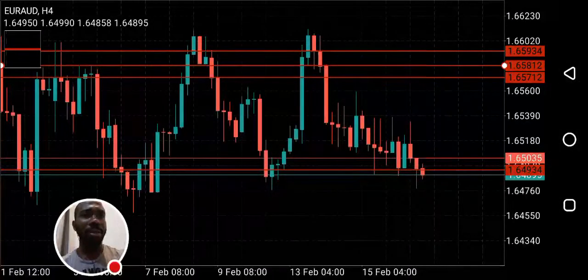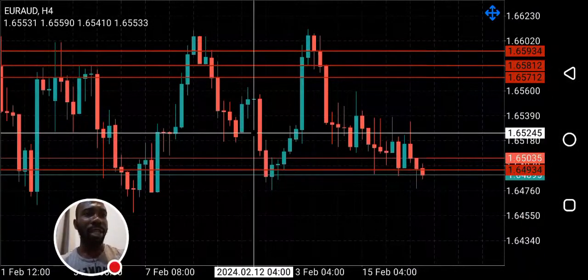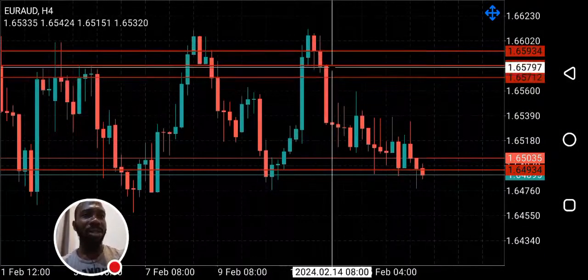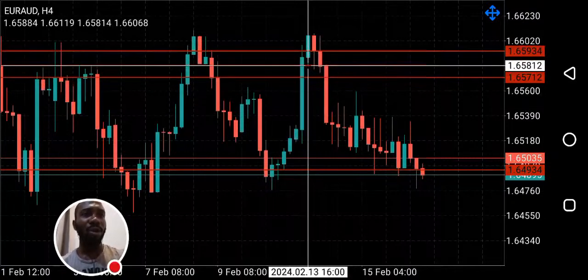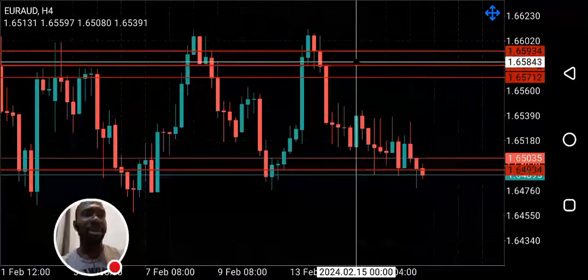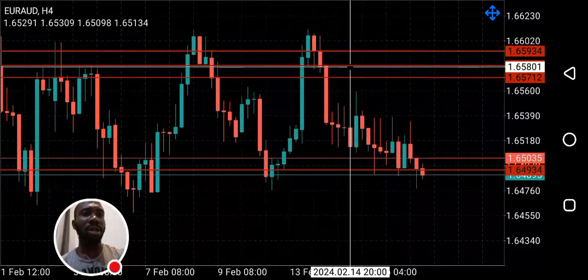You can see that immediately this candlestick closed below the low of this bullish candle. That would have been the right time to execute a sell on Euro Aussie. Now look at where price is trading. Look at the current market price now.